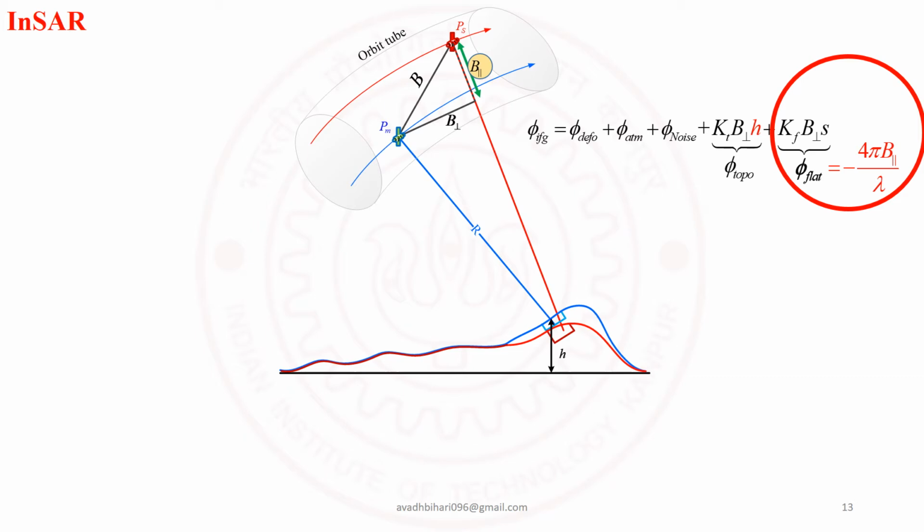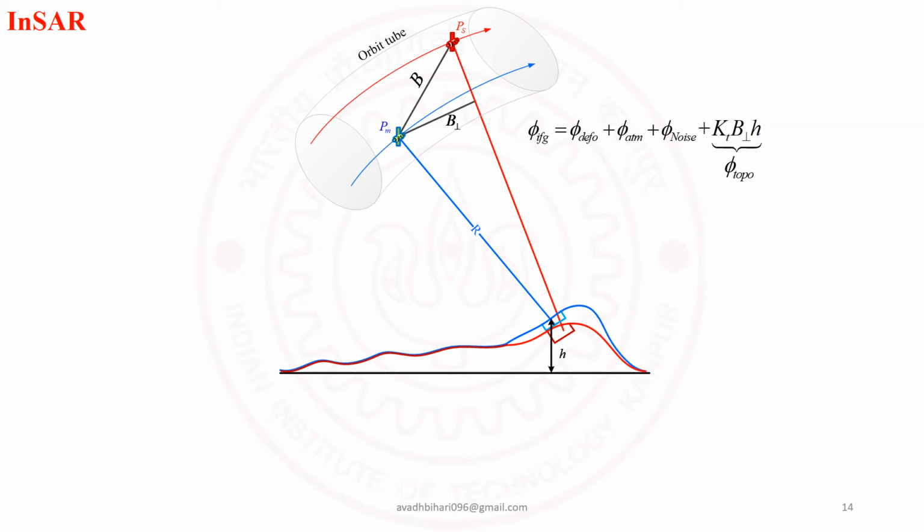Each satellite has an onboard GPS which provides us the orbit location while acquiring the image. So by using orbit parameters, the flat earth phase component can be simulated and removed from the interferogram. After removing the contribution of the flat earth component from the interferometric phase, the remaining major phase components correspond to deformation, atmosphere, topography of the earth, and noise.